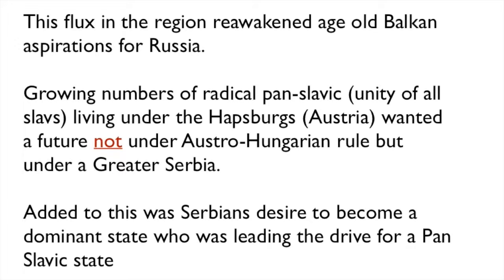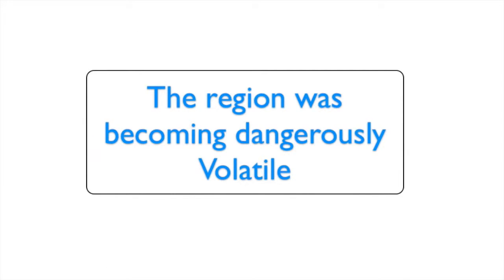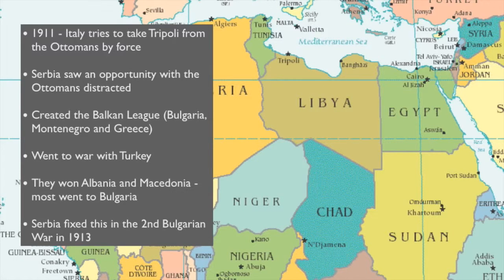But the trouble is, we have nationalism re-emerging in Serbia. Added to this was the Serbians' desire to become a dominant state leading the drive for a pan-Slavic state. The region is volatile. In 1911, Italy tries to take Tripoli from the Ottomans by force. Serbia sees this as an opportunity because the Ottomans are distracted, dealing with the whole Italian problem. At this point, they create the Balkan League: Bulgaria, Montenegro, and Greece, and they go to war with Turkey, which is the heartland of the Ottoman Empire.